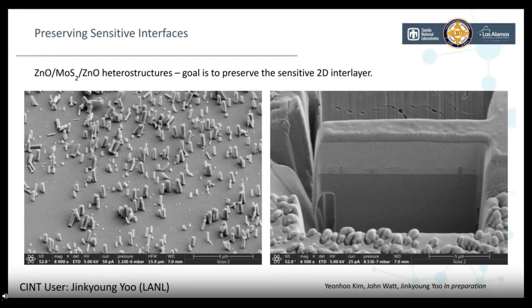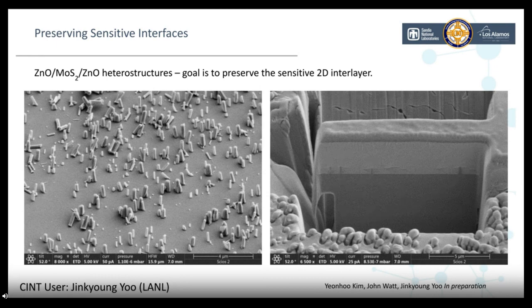Another thing that's really interesting about cryo-EM is that it can be used on things that aren't necessarily hydrated and don't necessarily need to be kept cold in terms of the sample itself. This is with collaborator and CINT user Zheng Changyu from Los Alamos National Laboratory. Here they grew some zinc oxide nanorods on a zinc oxide substrate with a 2D molybdenum disulfide interlayer. The goal here is to preserve that sensitive 2D layer, which, when the lift-out was being done at room temperature, they were seeing get destroyed.